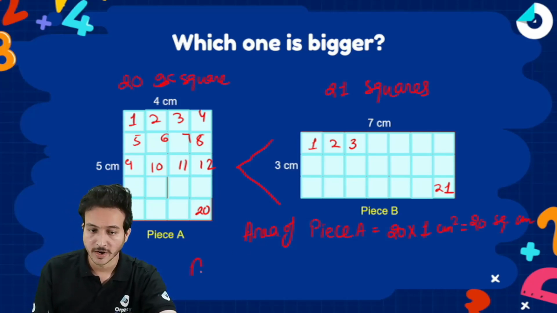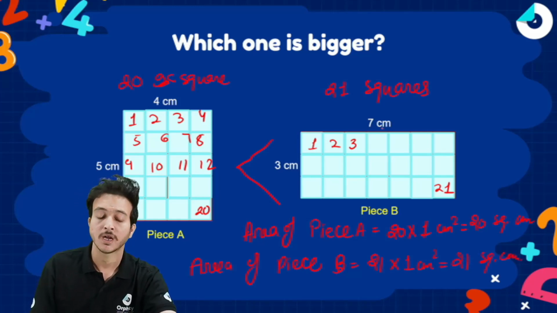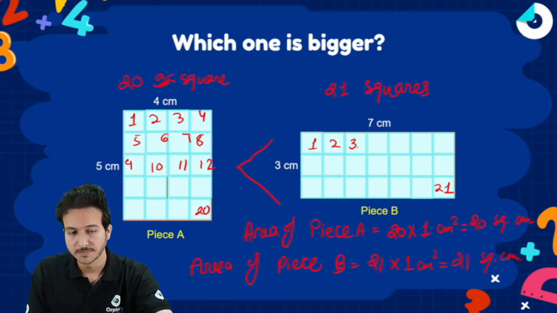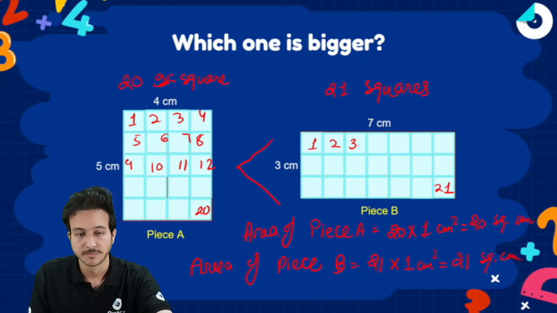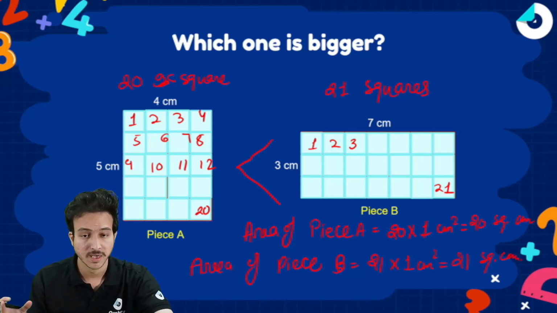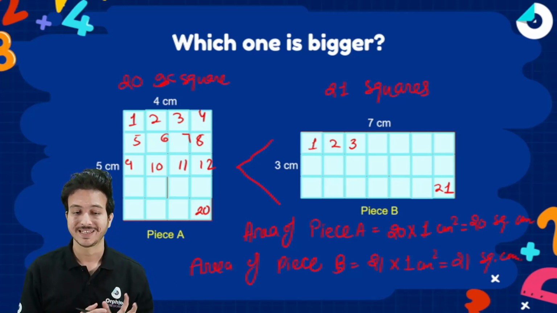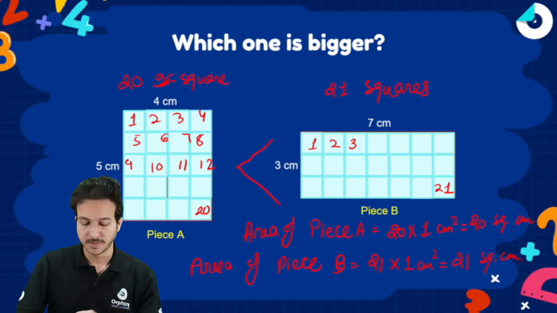Similarly, we need to find the area of piece B. What we will do? The total squares needed is 21. We will multiply with the area of 1 square, that is 1 centimeter square. It will give us the value as 21 square centimeter. Obviously, the area of piece B is greater because piece B is bigger than piece A. So by finding area, we can say which is bigger in size. That means piece B is covering more area while piece A is covering less area. So obviously piece B is bigger.